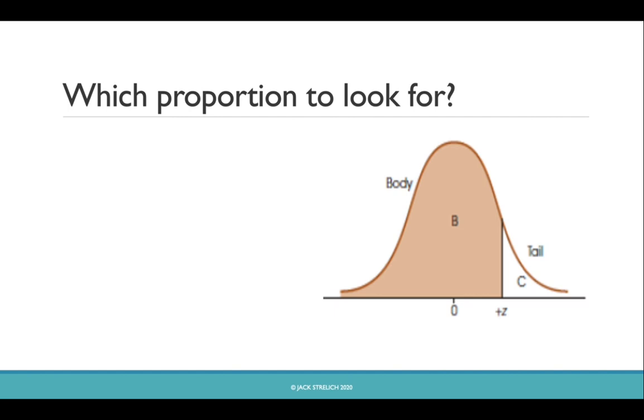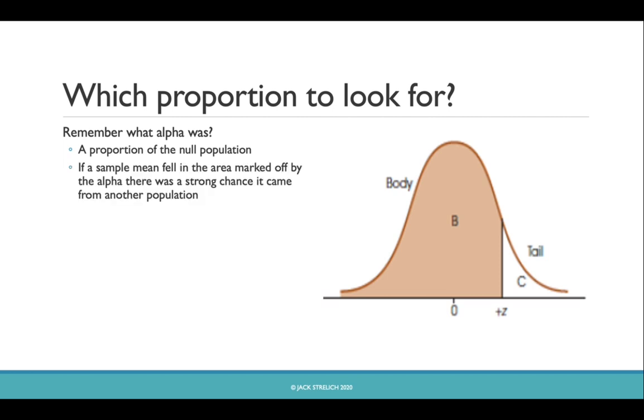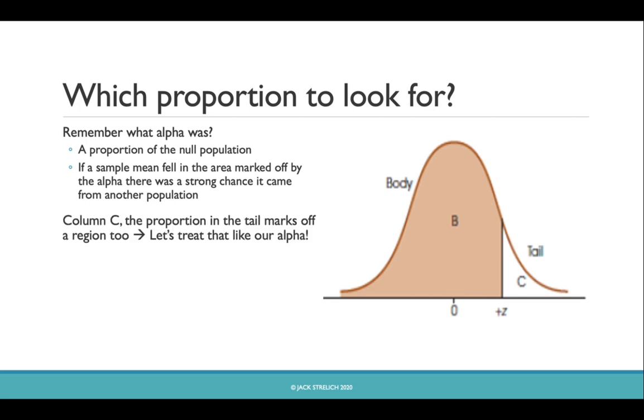So which proportion do we want to look for? Remember that alpha is a proportion of the null population, and specifically that if a sample mean falls into the area marked off by the alpha, there's a strong chance that it came from another population. So as it turns out, column C, the proportion in the tail, marks off a region as well. So we'll treat that as our alpha.